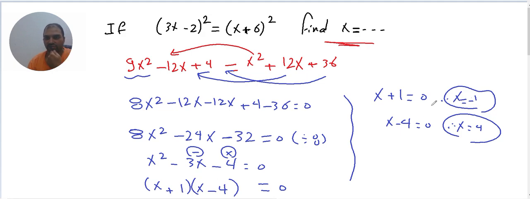So if x + 1 equals 0, then the value of x equals negative 1, and x − 4 equals 0, then the value of x here equals 4. Then we have negative 1 or 4. It's the value for this question.